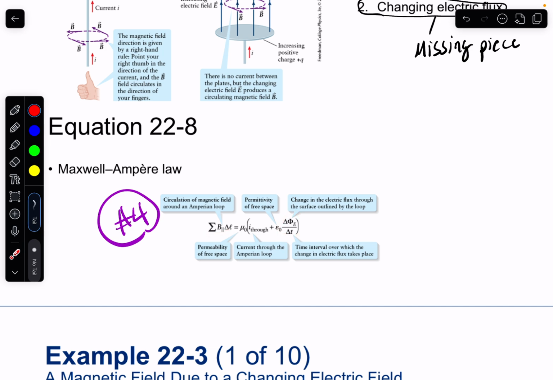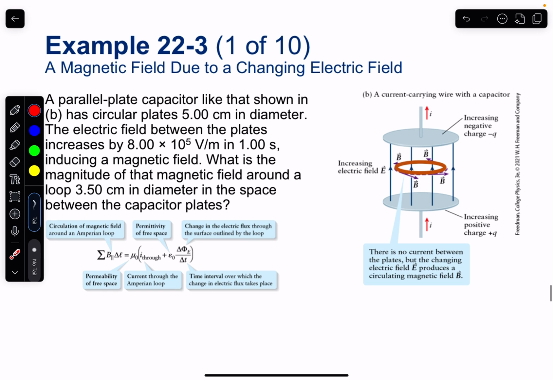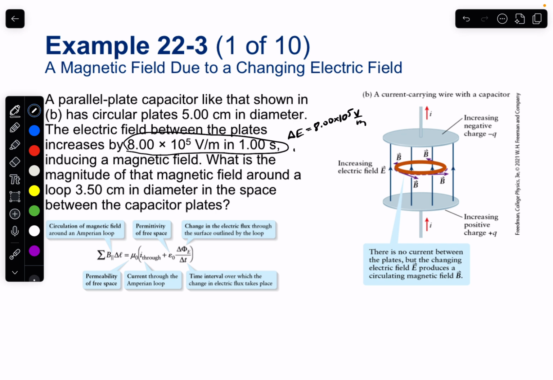And so let's kind of practice using this equation with this example. So we're going to have that figure again, and we are going to pass a current through a capacitor, right? We know electric fields exist between plates of a capacitor. And let's say the plates are 5 centimeters in diameter. So that's the diameter of these plates. And the electric field between the plates we're given, it increases by 8 times 10 to the 5 in 1 second, okay? So this piece of information is already giving us the delta E, right? That's telling us that the delta E is 8 times 10 to the 5. Do you agree with that? And then our delta T is 1 second.